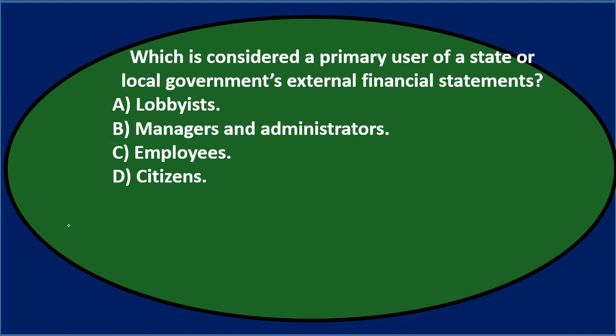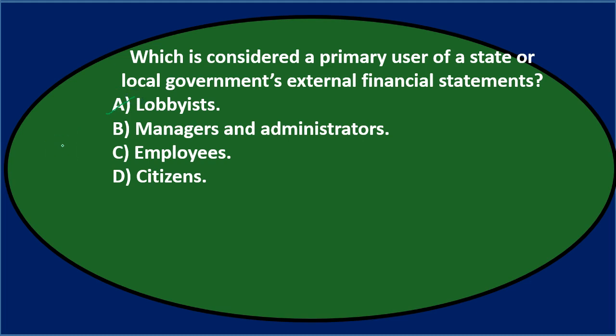Next question. Which is considered a primary user of a state or local government's external financial statements? Either A, lobbyists, B, managers and administrators, C, employees, or D, citizens. Let's go through this again with the process of elimination. A, lobbyists. They might use them, but I don't think that's the one we're looking for.